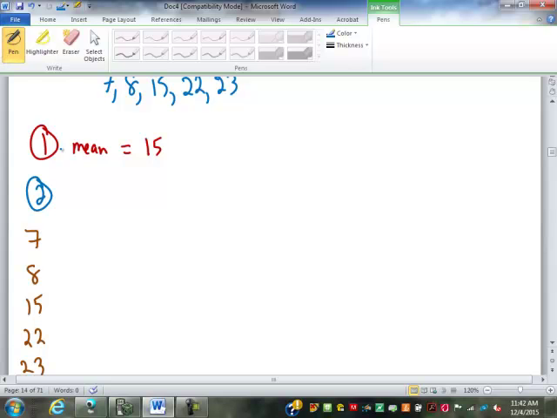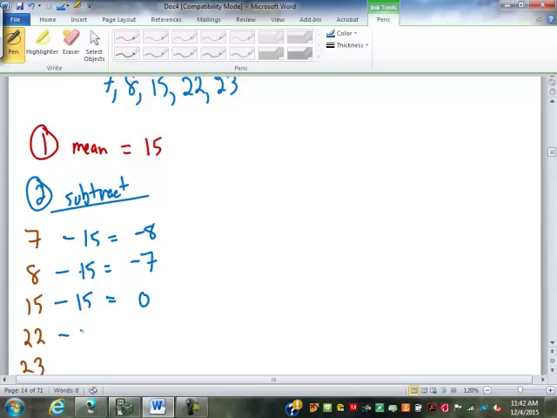Did you get 15? Yeah, we add them all up. There's 5 of them there, so we divide by 5. We get 15 is our mean. What's step 2? Subtract the mean from each. So 7 minus 15 is negative 8. 8 minus 15, negative 7. 15 minus 15, 0. 22 minus 15 is 7. And 23 minus 15 is 8.